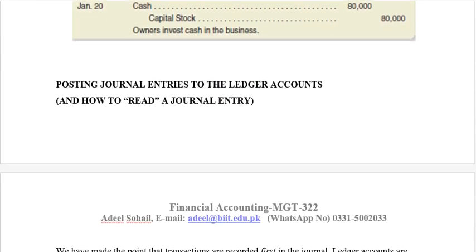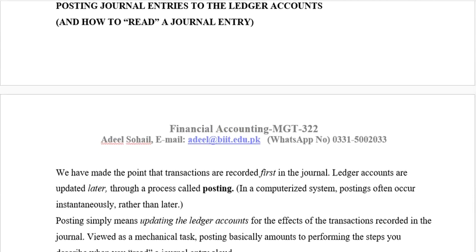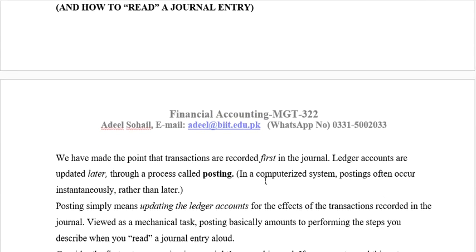Posting journal entries to the ledger account and how to read the journal entry, fine class. Now we need to make the point that transactions are recorded first in a journal. The ledger accounts are then updated through a process called posting. Basically in accounting terms we use the word posting. When we make a ledger, we are doing the act of posting, fine.